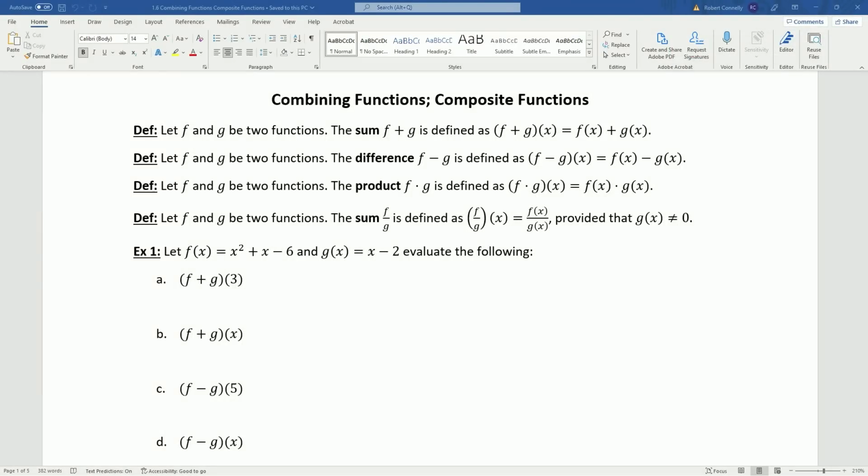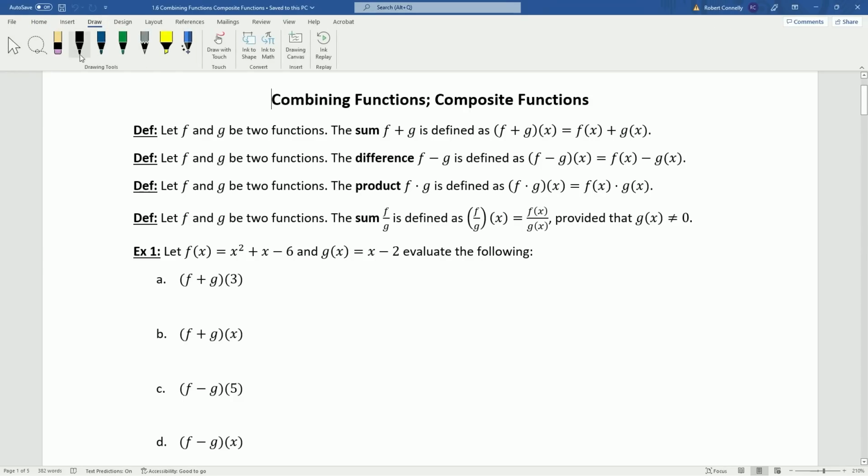Hello everybody, and welcome to our video on combining functions and composite functions. So first we're just going to do some quick definitions of some basic ways of combining functions.